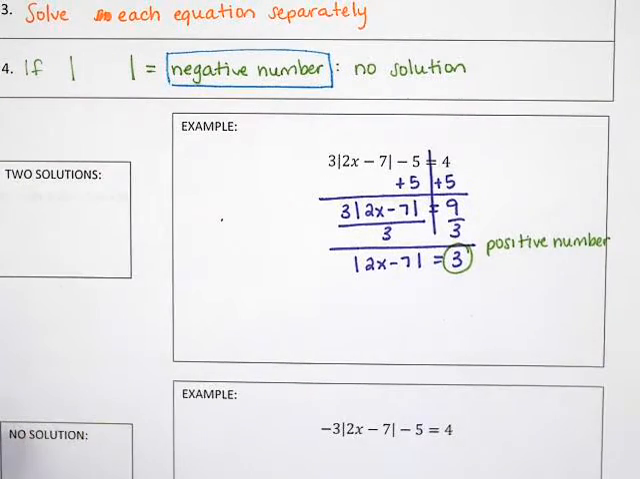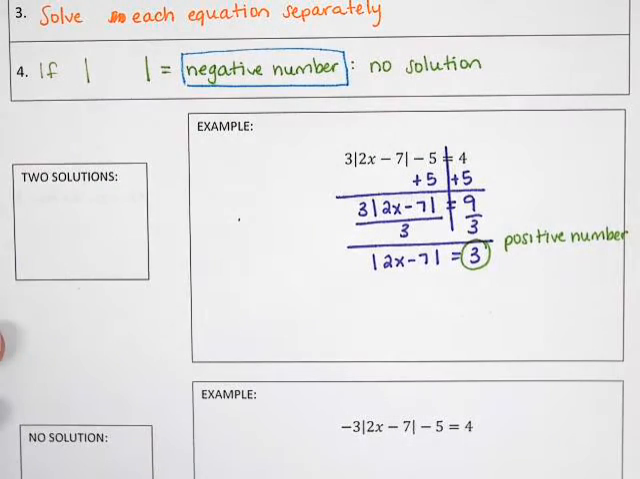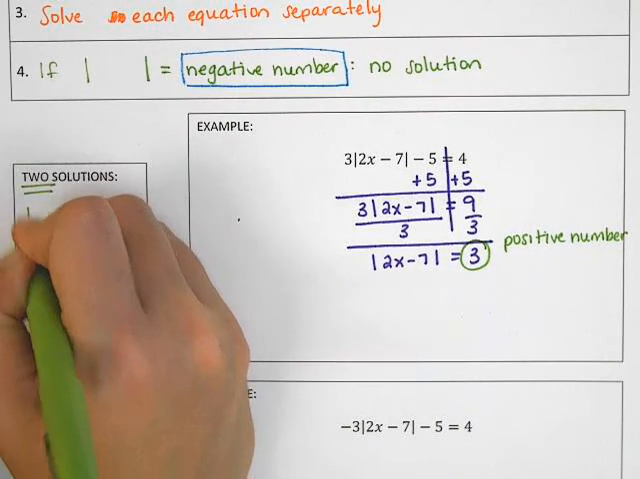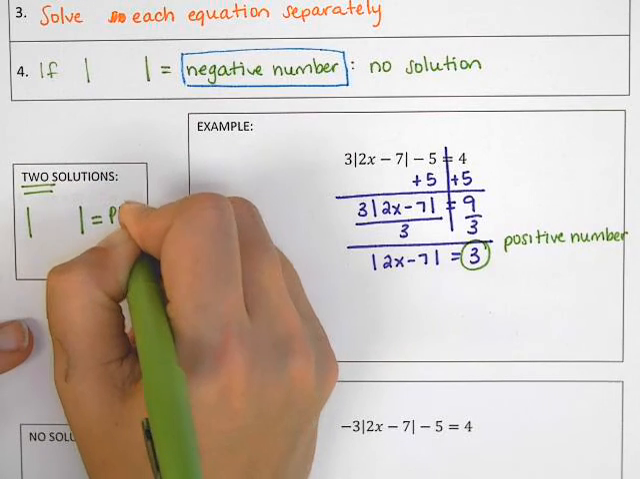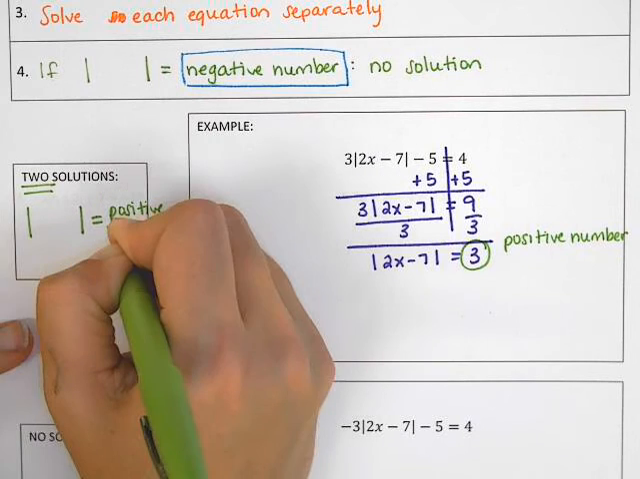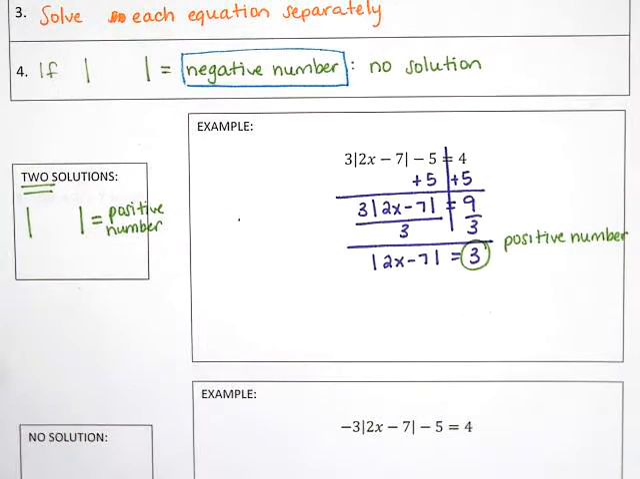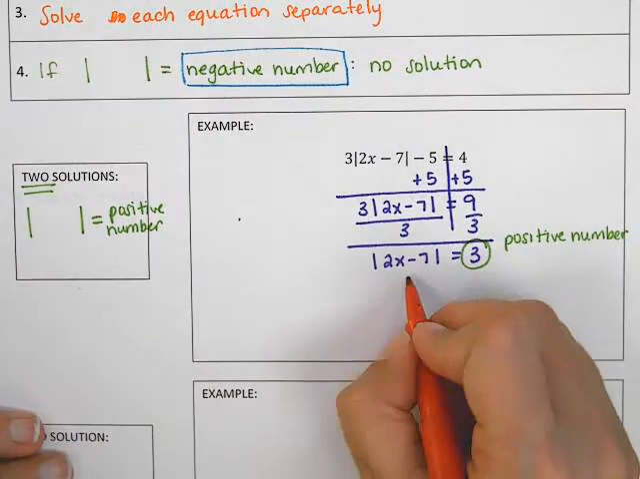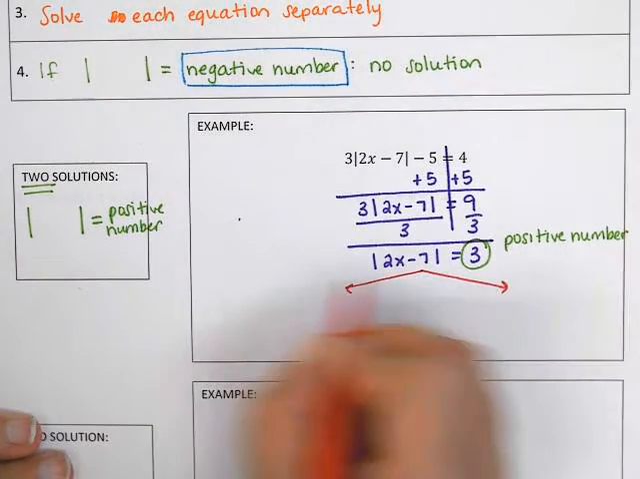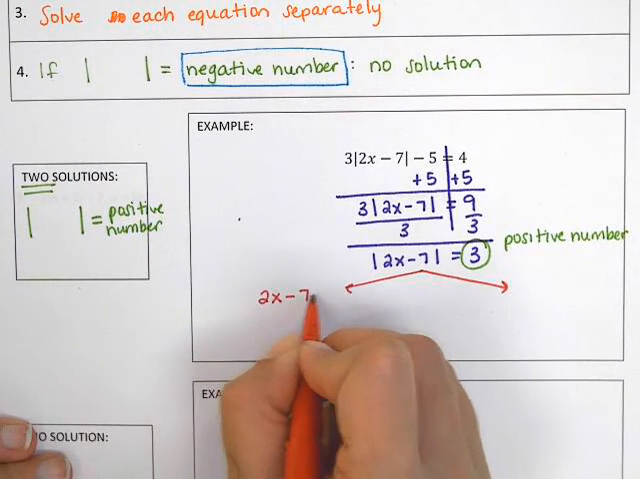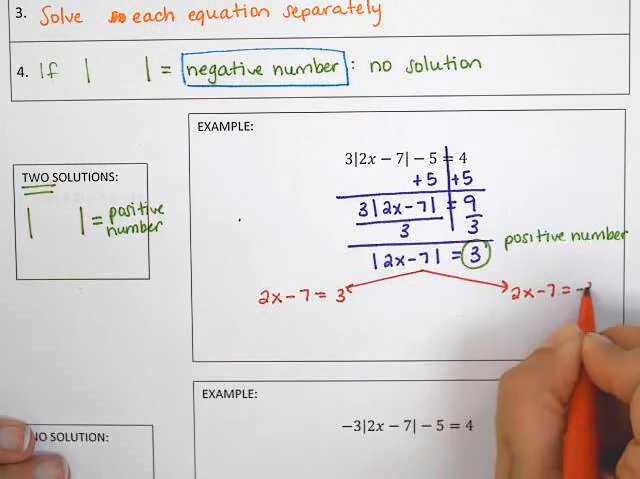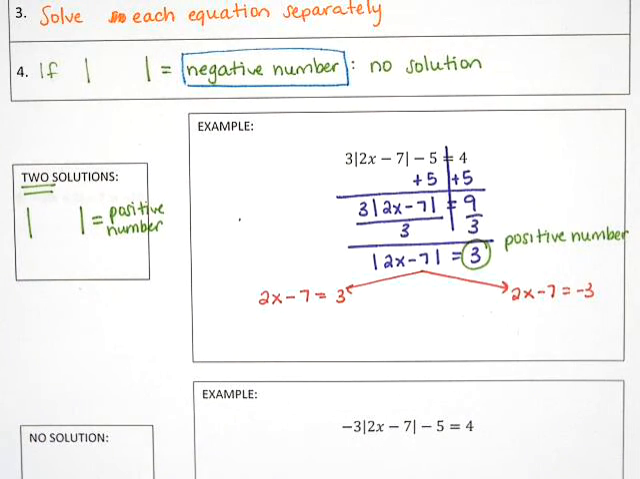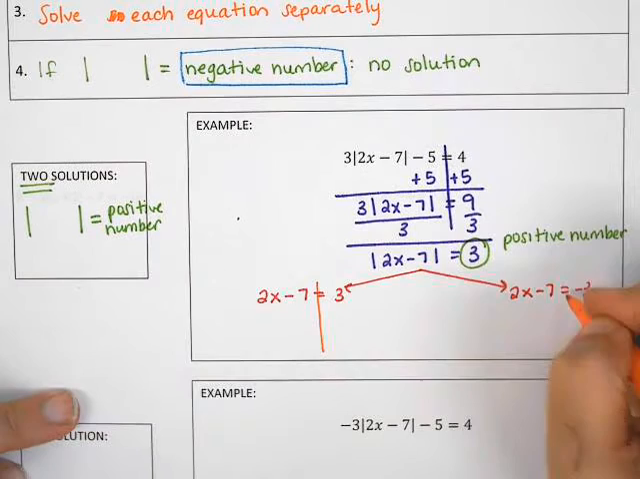As long as this number is a positive number, you're going to have two solutions. So if you isolate the absolute value and you equal a positive number, there are two solutions. From here, I'm going to break this up and make two separate problems. So I'm going to have 2x minus 7 equals 3 and 2x minus 7 equals negative 3. Then I'm going to solve each problem separately.